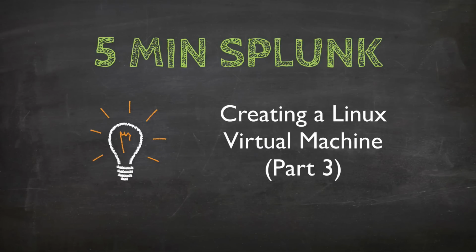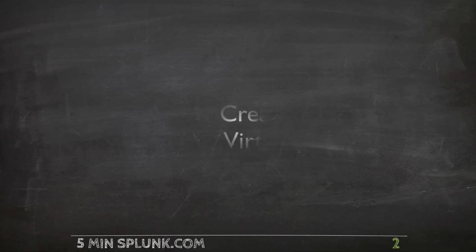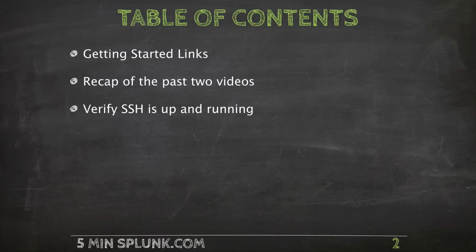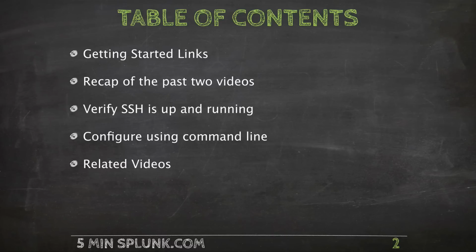Today's video is creating a Linux virtual machine. This is the third video in a series where we stand up a real lightweight VM for developing Splunk apps, playing around with Splunk architecture, things like that. As always, we'll begin with some getting started links. We'll recap the past two videos. We'll verify that networking and SSH is up and running. And then we're going to configure the Linux operating system using command lines. We'll wrap up with some related videos and contact information.